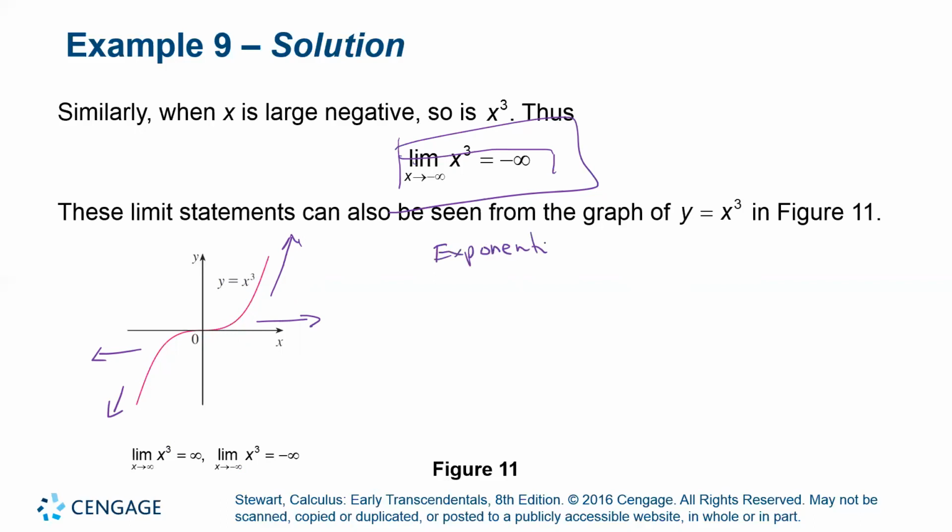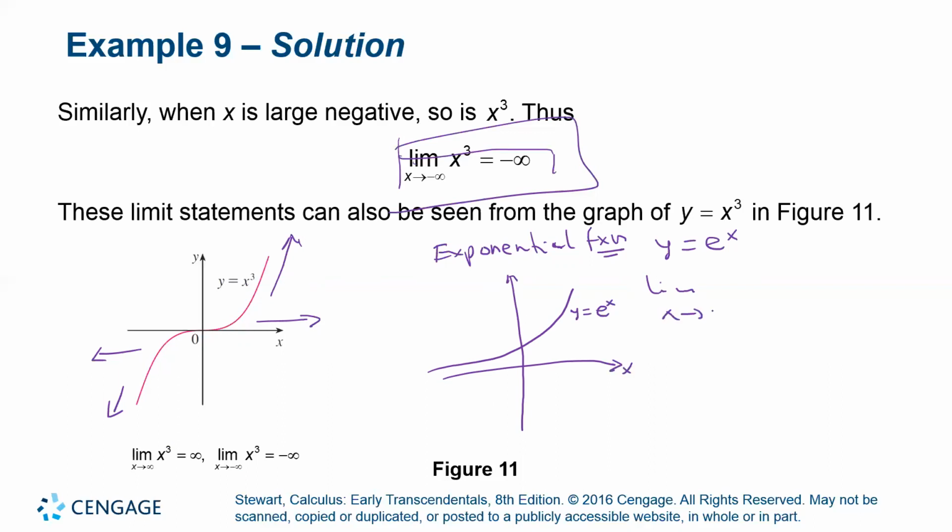Okay, exponential. I call this the exponential function. So you have y is equal to e to the x. What is the graph? The graph is like that. Okay, so the limit, this is y is equal to e to the x. This is x.